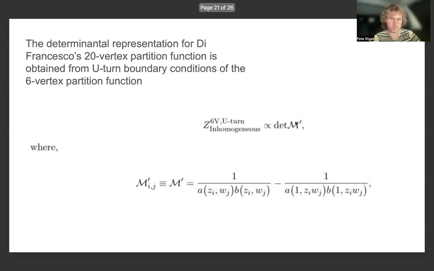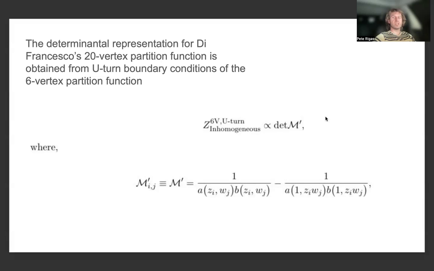And as we also alluded to, it's really helpful to think about the 20 vertex model and the 6 vertex model together. The determinantal representation for Di Francesco's 20 vertex partition function is obtained from U-turn boundary conditions of the 6 vertex partition function, in which the inhomogeneous determinantal representation is taken under U-turn boundary conditions, where boundaries between neighboring lines of the square lattice are connected together with U-turns. That's what U-turn boundary conditions are for the six vertex model.